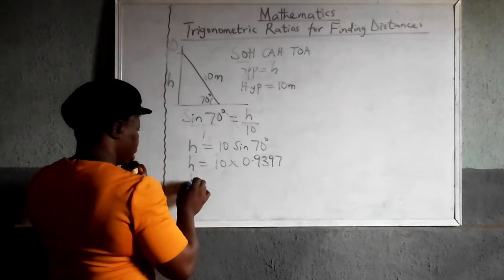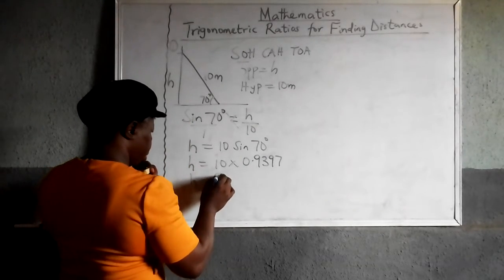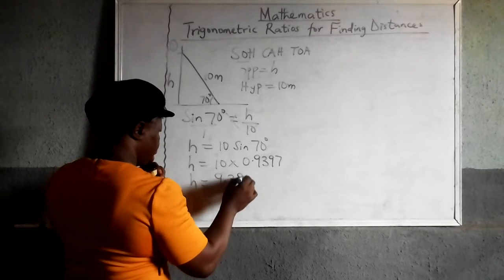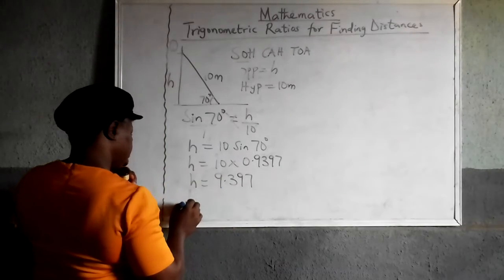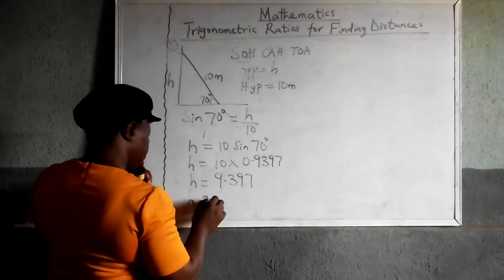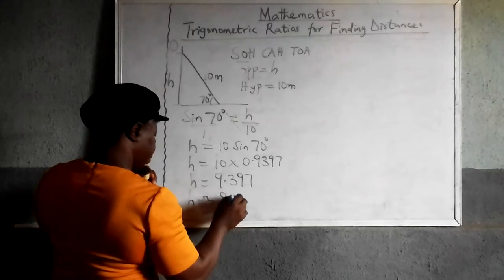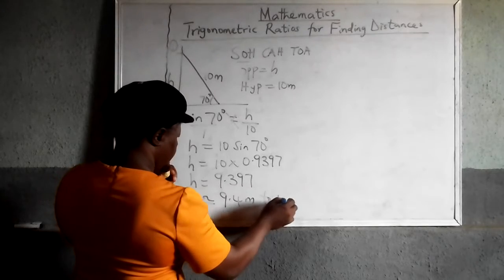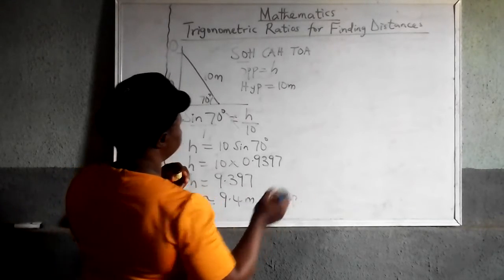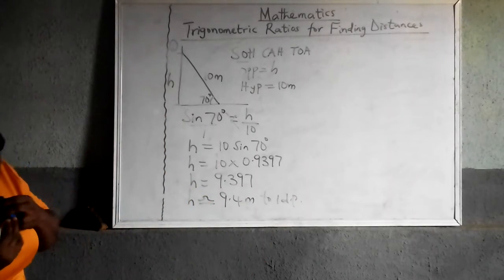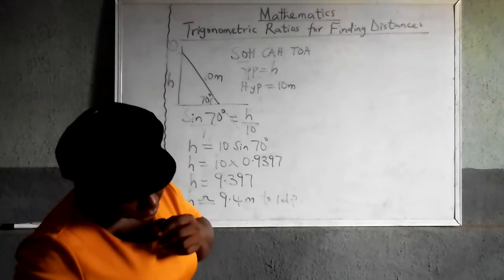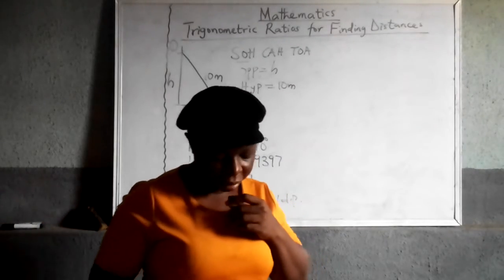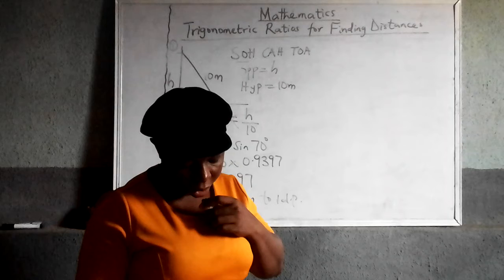0.9397. If you multiply by 10, it's going to give you 9.397. We can approximate it. So h is approximately 9.4 meters to 1 decimal place. Did you get it? If you have any question on that, you can forward it to the platform. It will be answered next lesson.